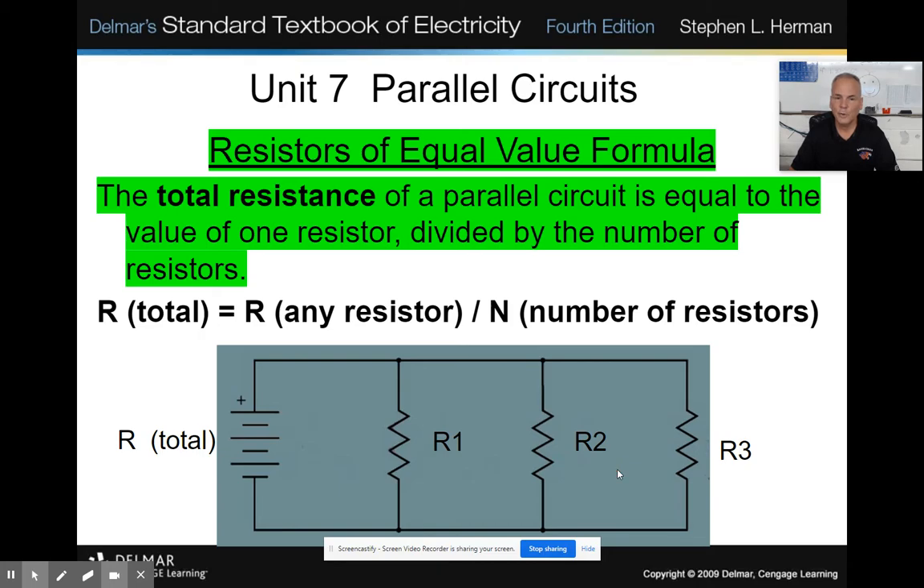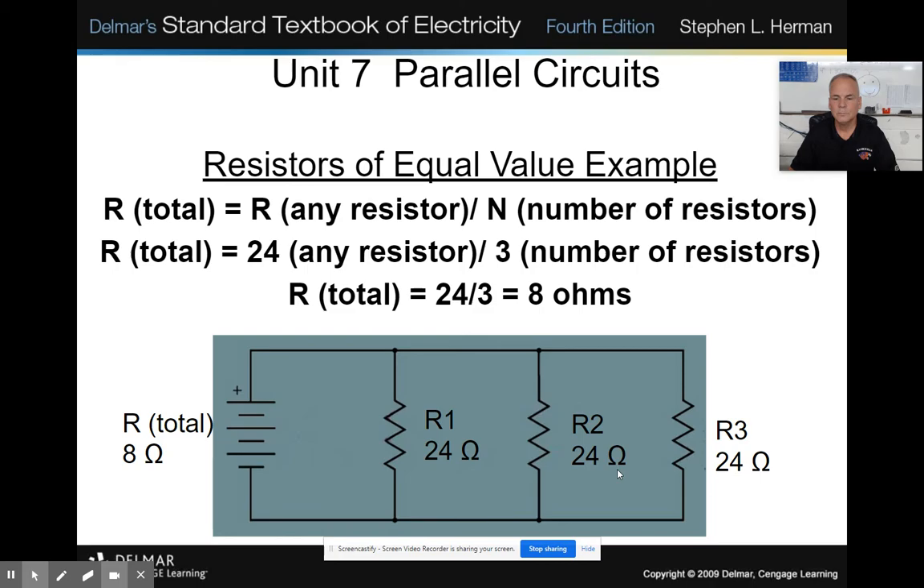Now, there's our total resistance of resistors of equal value. We talked about that a little bit. All these resistors are 24 ohms. And so we have 3 of them, so 24 divided by 3 is 8.